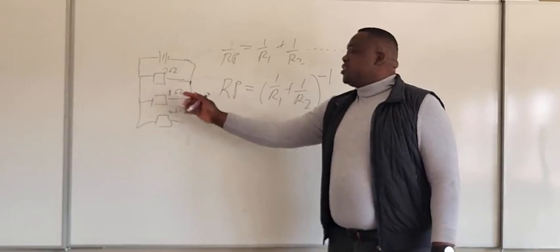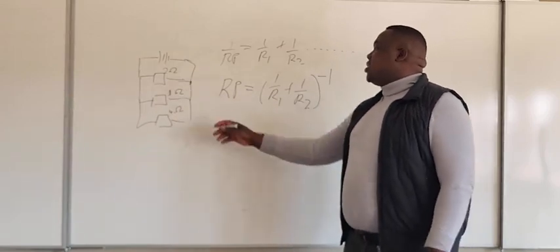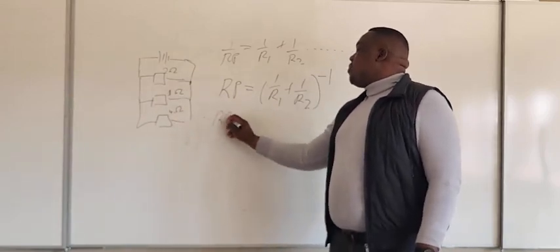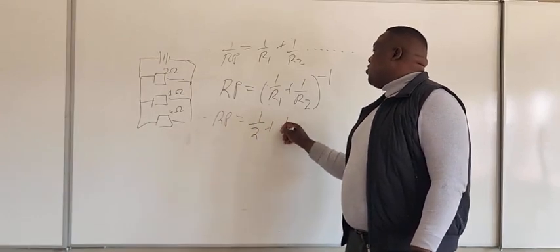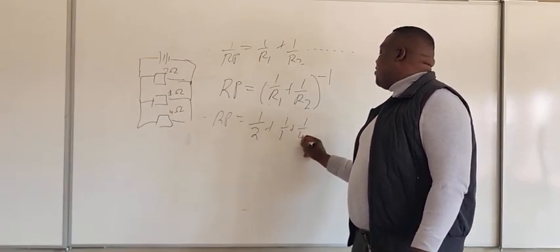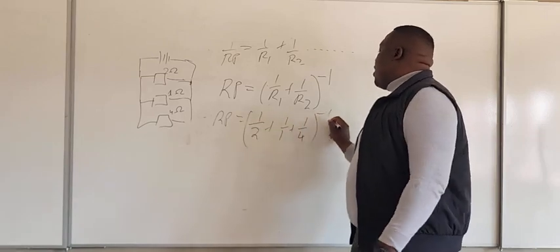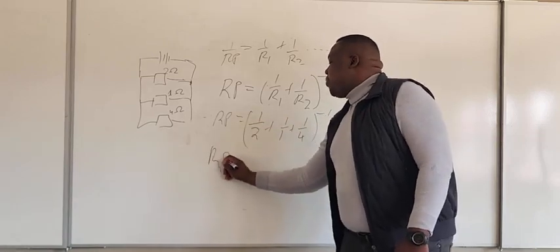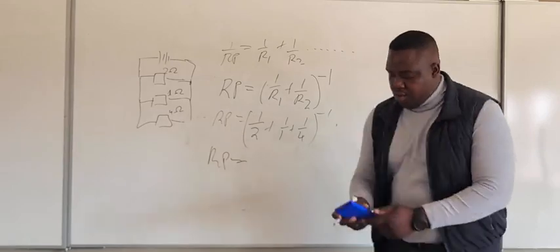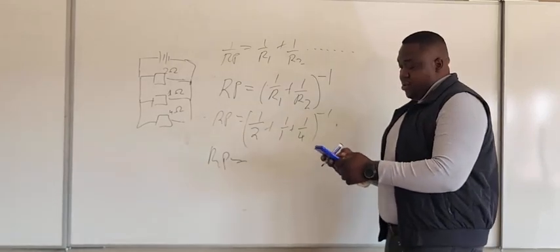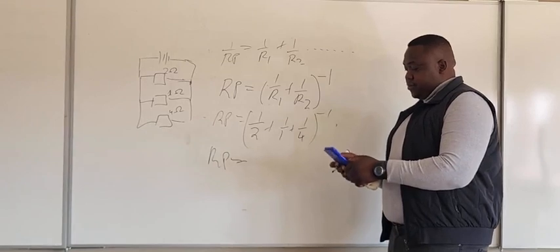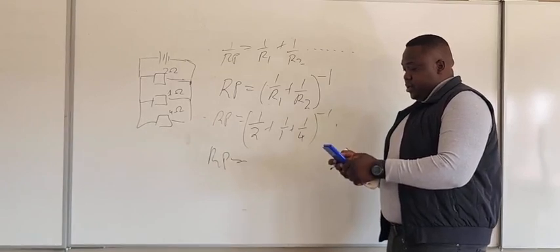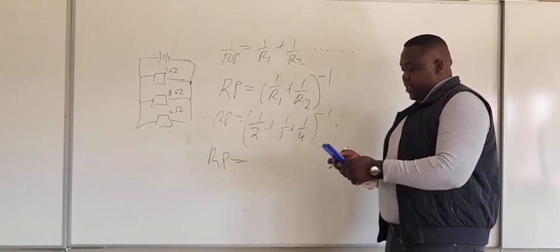Let's say we are calculating the parallel resistor on this circuit. We are going to say RP is equal to 1 over 2 plus 1 over 1 plus 1 over 4, all to the power minus 1. RP is equal to, let us just do it with me as you are watching. Do it with me as you are watching.